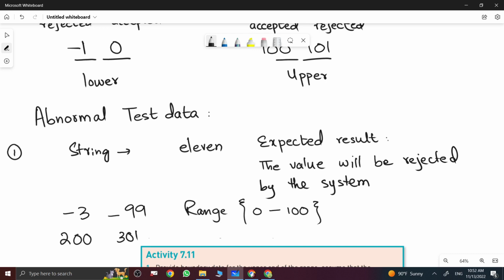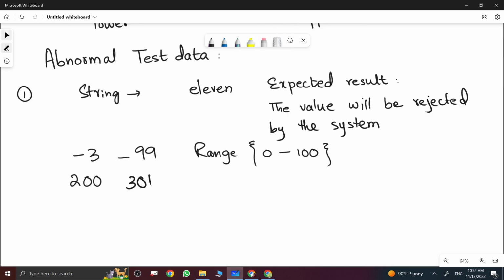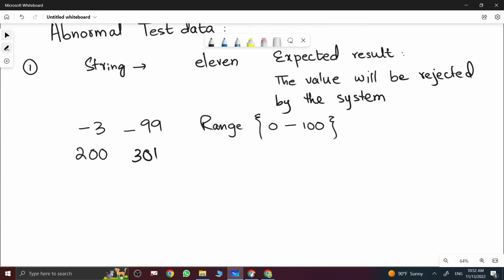And the third thing is also the decimal values, any floating number, any float like 22.7 or 32.6. No decimal value will be accepted by the algorithm because it is already mentioned that all the values must be a whole number and must be within the range of 0 till 100. So all those numbers that are going to violate these two validation checks will be considered your abnormal test data for this particular example.